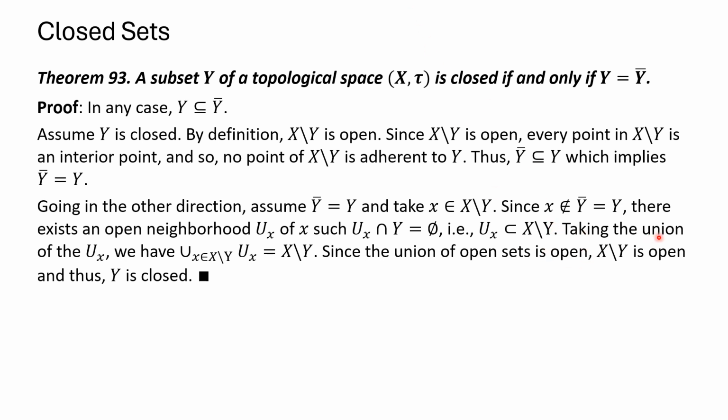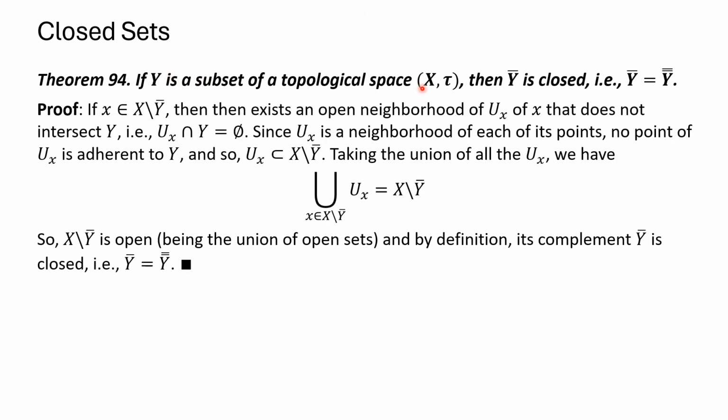Then we take the union of all these U sub x. Since every x in our complement of Y is in one of these, and each U sub x is a subset of Y complement, then we know that the union of all these is equal to the complement of Y. And since the union of open sets is open, the complement of Y is open, and thus Y is closed. So that proves the theorem in the opposite direction.